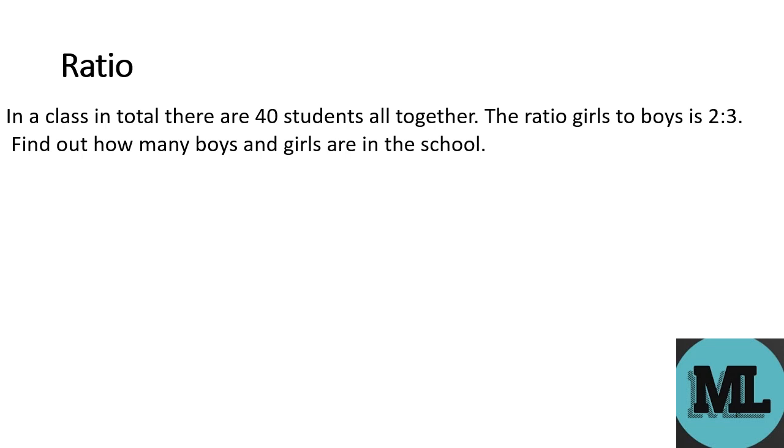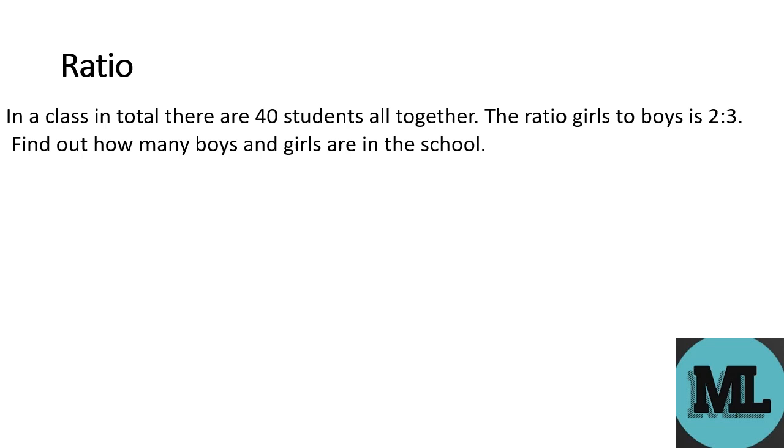The thing you need to remember about ratio is that whatever comes first, the thing or the person's name, is the one that comes first in the numbers. So girls will be 2 and boys will be 3. Remember this. Then it says find out how many boys and girls are in the school.